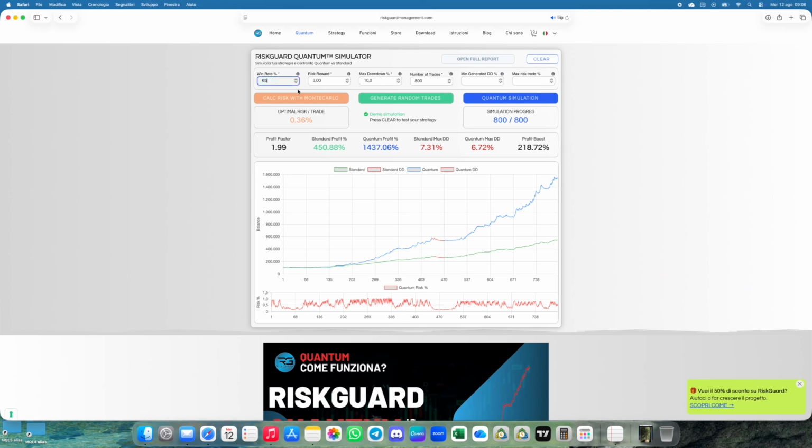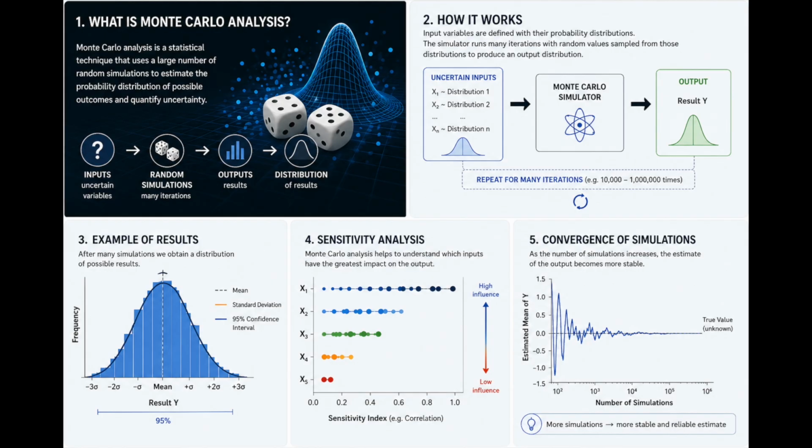The main parameters are your win rate, risk-reward ratio, the maximum drawdown you are willing to accept, and the number of trades you expect to execute. Or, if you already have backtest data, the number of trades included in your backtest. Once you enter this information, the simulator calculates a fixed risk using a Monte Carlo analysis.